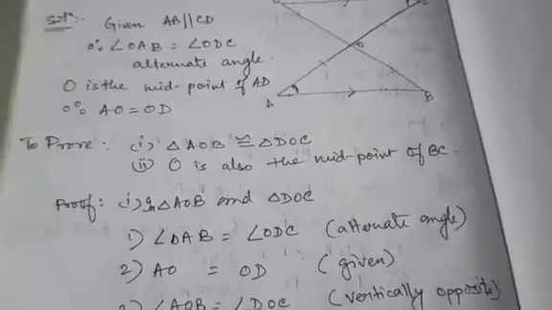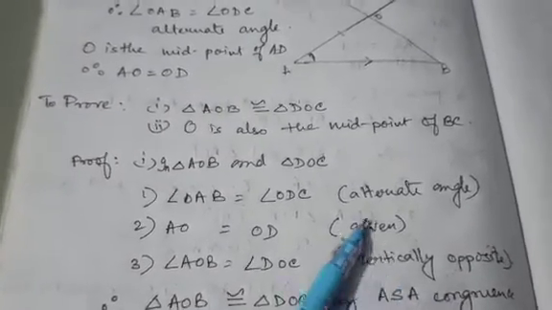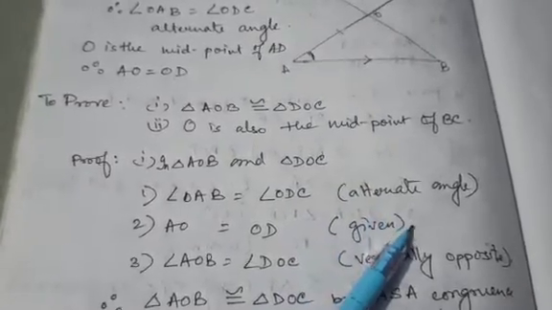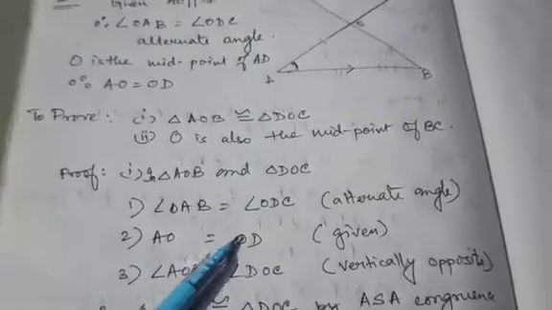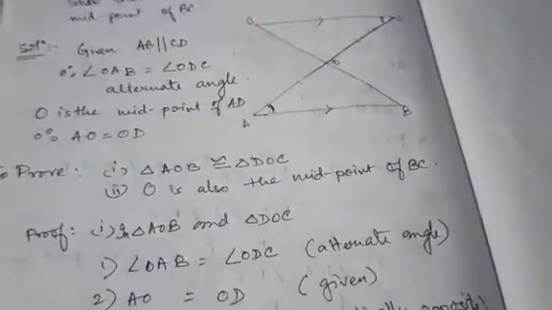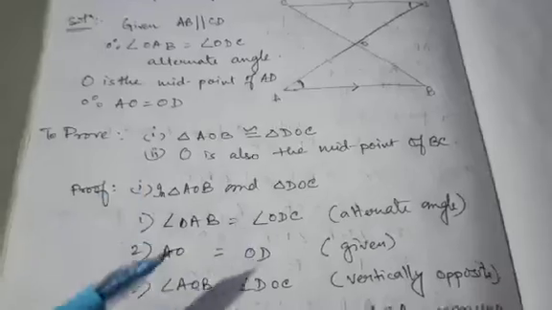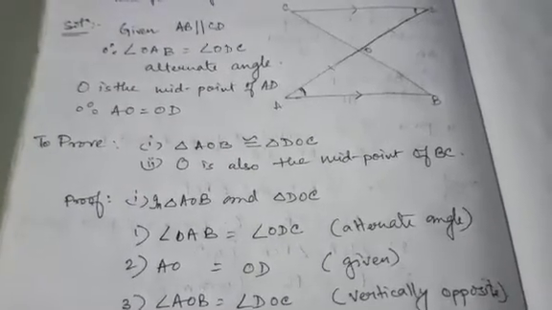It is very important to write the reasons. Without the reason, the point is not valid. So we need to write the reason. The reason is alternate angles. Then AO is equal to OD. That is the side AO is equal to OD. We are getting this since O is the midpoint of AD. And lastly, angle AOB is equal to angle DOC.